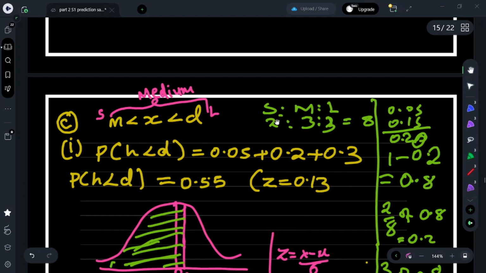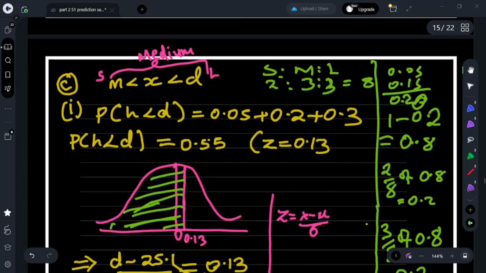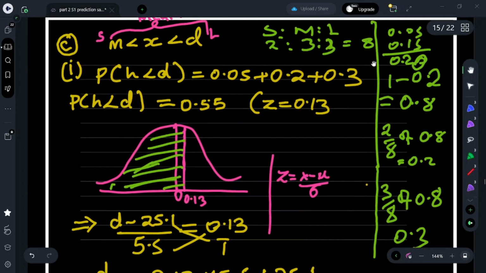And since we know the number of books that will be on the shelves and their classification, for small I will just take 2 out of the total 3 plus 3 plus 2, which is 8, of that proportion, then I'll get the exact proportion of the small. So when I add 0.05 plus 0.2 plus 0.3, calculated the same way, we get 0.55.